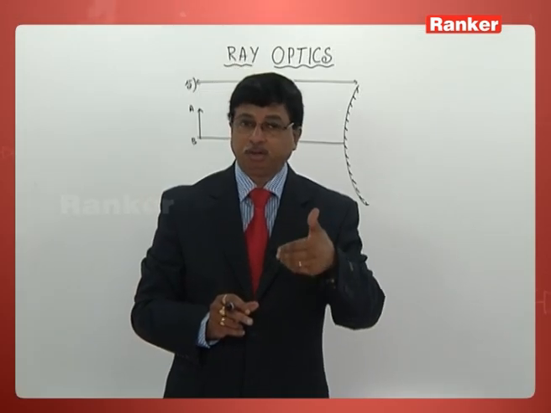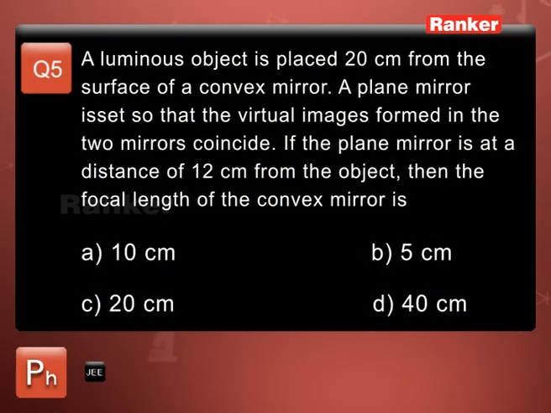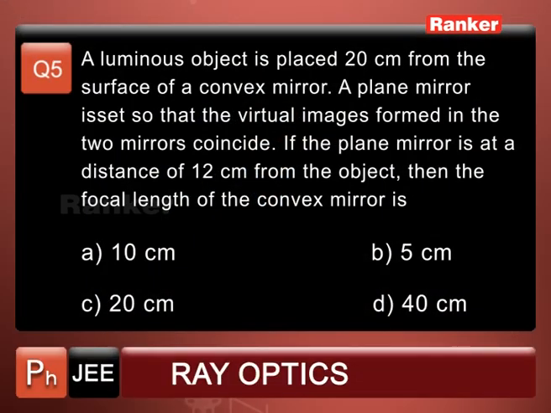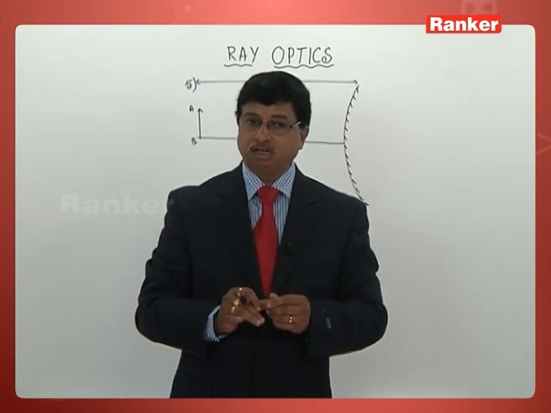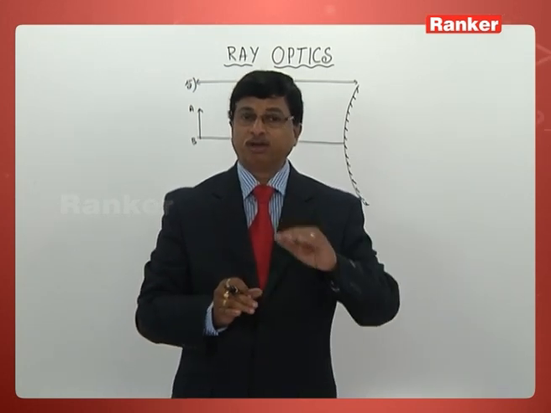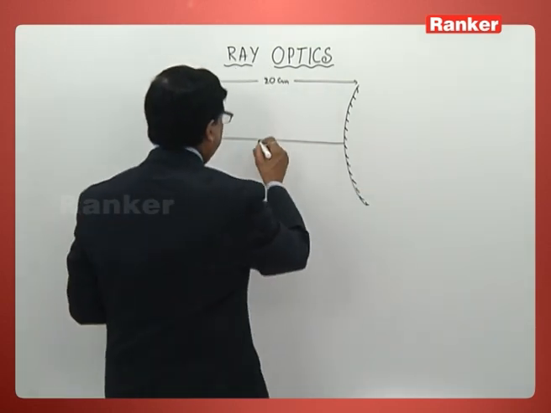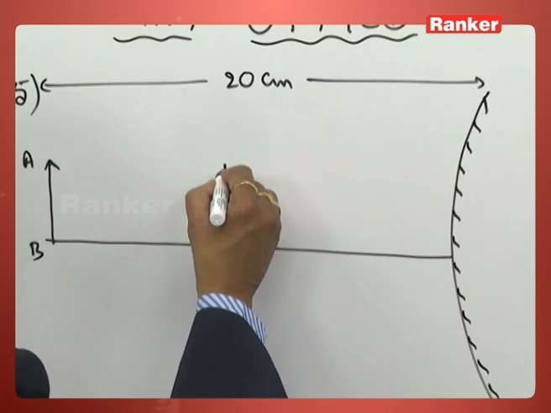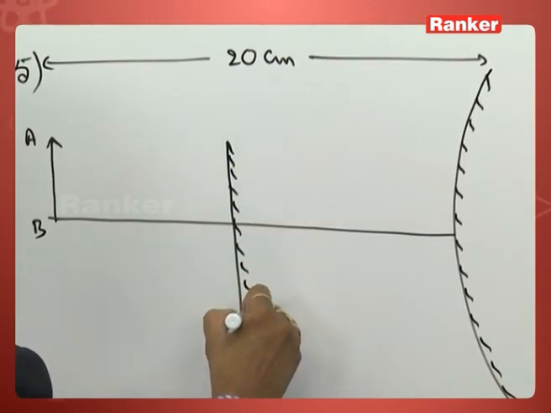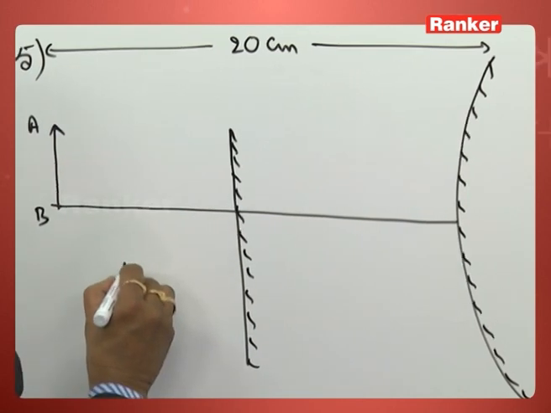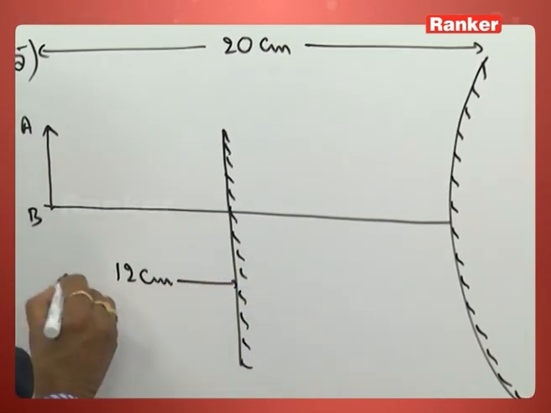Now, where he is placing the plane mirror, he has given. If the plane mirror is at a distance of 12 centimeter from the object, then the focal length of the convex mirror is how much? That is the question. So, where is the plane mirror now located? It is at 12 centimeter from the object. This is the object now. Let us consider this one is going to be the plane mirror. It is at 12 centimeter from the object.